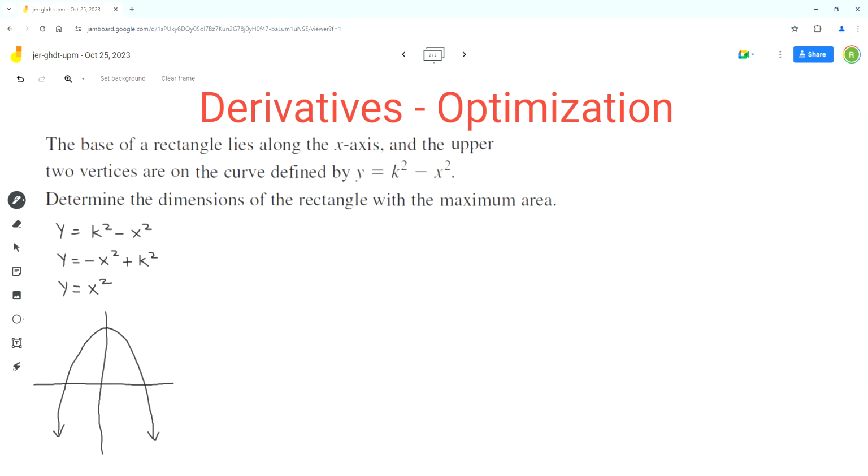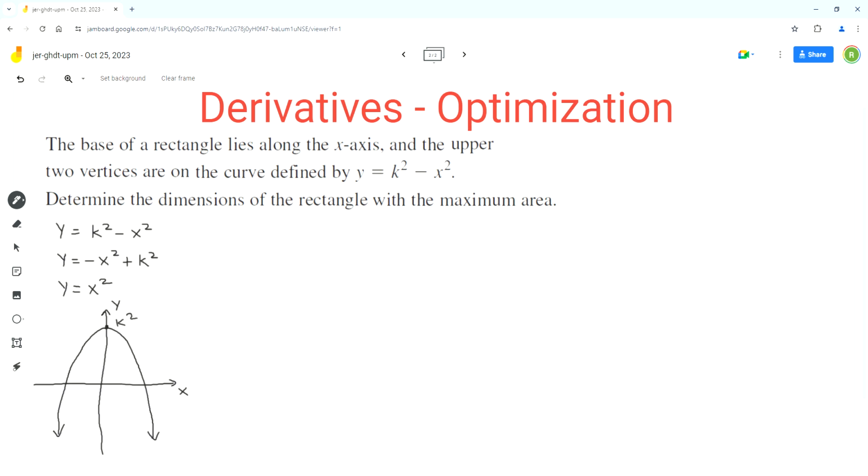So there is an important concept we need to understand to solve this problem. Now this curve will cross the y-axis at point k squared. So if we sub in x as 0 in this given equation to find the y-intercept, we get y equals k squared. So that's the y-intercept or the vertex of the parabola.